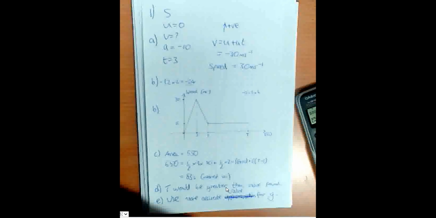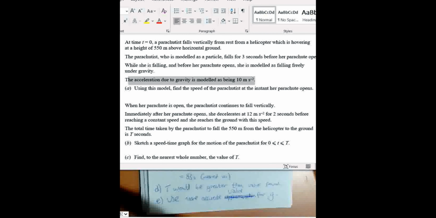Use a more accurate approximation for g. Is it approximation? Not sure that it is. Use a more accurate value for g. Question 1 done. Let's have a look at question 2.